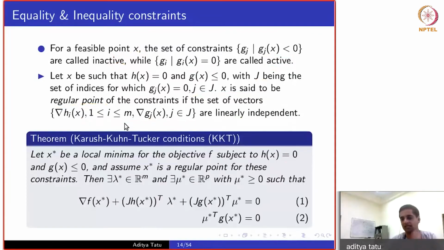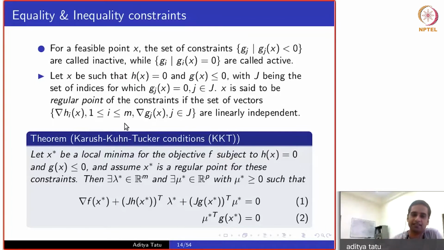With that, we have the main result, called the Karush-Kuhn-Tucker conditions. Of course, this is named after the three people who discovered them. These are again first order conditions, as you can see in the two equations below. Let us go through what these conditions are. Let x star be a local minima for the objective function f subject to equality and inequality constraints. And assume x star is a regular point for these constraints.